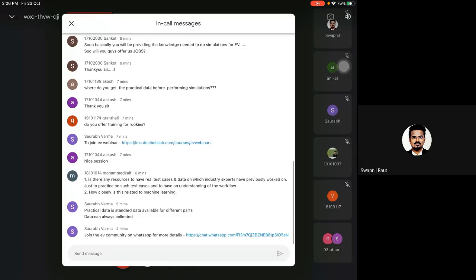Practical data is standard data available for different parts. Data can always be collected. If that were so easy, it would have been very good. But data is gold. In industry, nobody would give you that data for free. I would tell you straight.